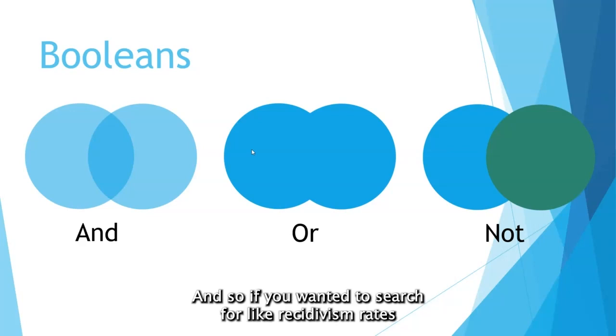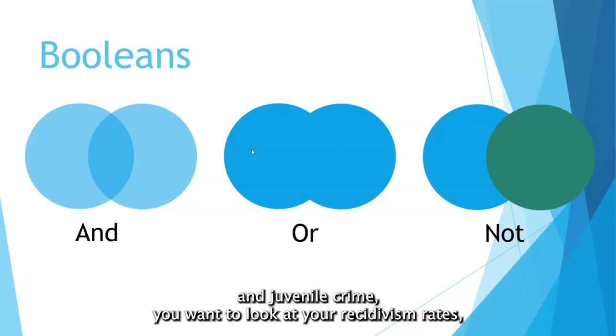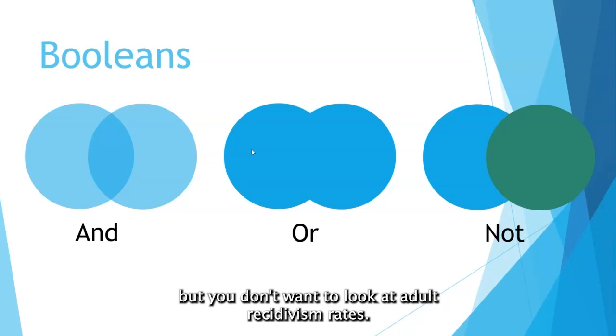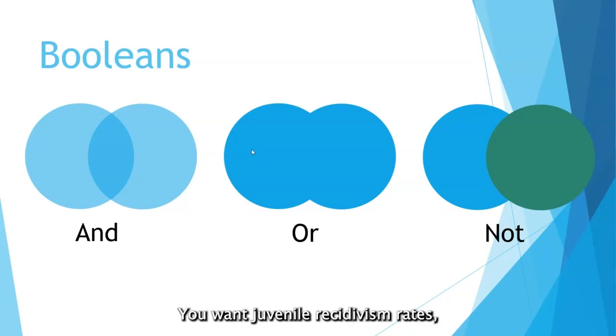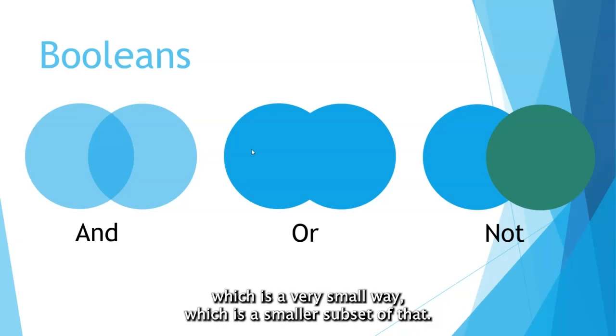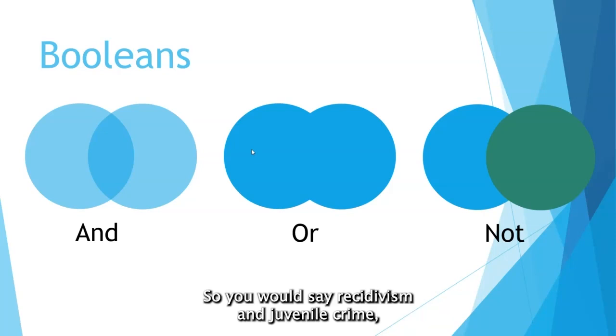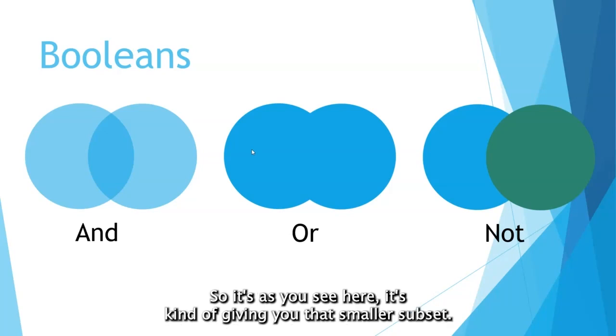And so if you wanted to search for recidivism rates and juvenile crime, you want to look at recidivism rates, but you don't want to look at adult recidivism rates. You want juvenile recidivism rates, which is a smaller subset of that. So you would say recidivism AND juvenile crime. It gives you only things that include both. So, as you see here, it's giving you that smaller subset.